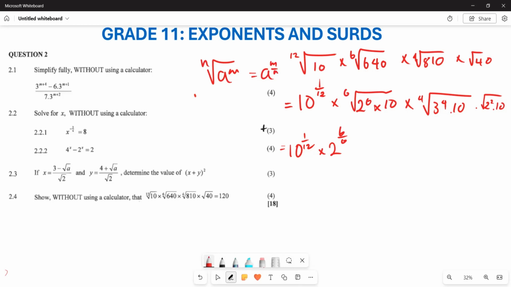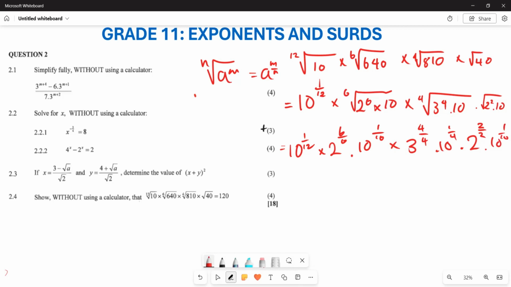So now, it's going to be the same as 10 to the power of 1 over 10. This is going to be multiplied by 3 to the power of 4 over 4, multiplied by 10 to the power of 1 over 4. Now the other one, because this is a square root, is going to multiply by 2 to the power of 2 over 2, multiplied by 10 to the power of 1 over 10. So basically that's what you're going to have.